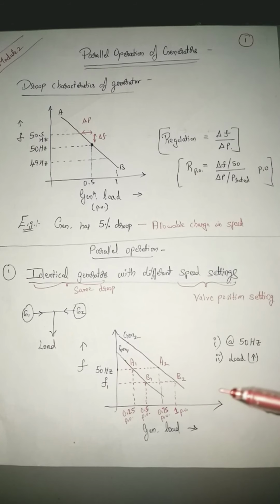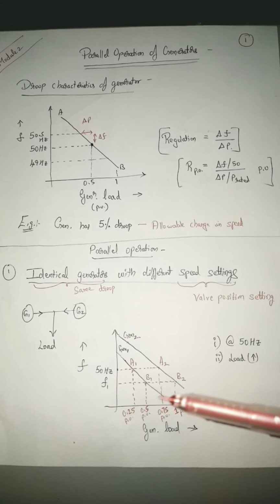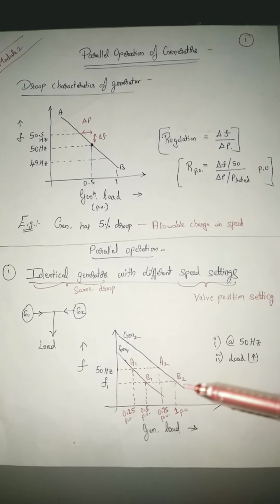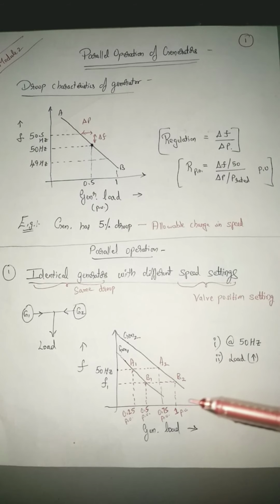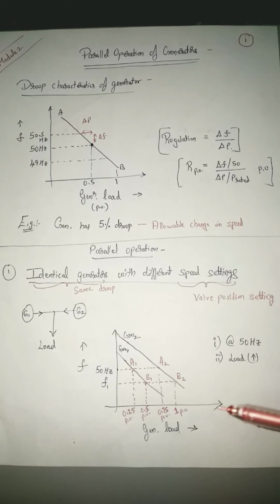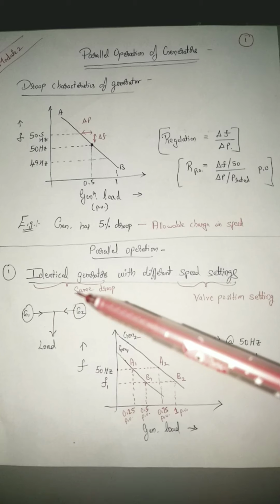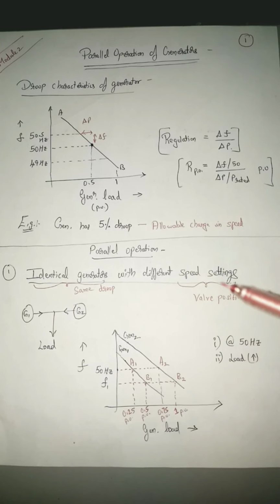Now furthermore, if the load demand increases, that is case 3, then what is going to happen? Automatically generator 2 will be overloaded and generator 1 may share some significant amount of load. So when generator 2 is overloaded beyond its capacity, there will be a further drop in frequency and the parallel operation of the generators is not successful in this case because the sharing of load is not proportional. One of the generators is overloaded, the other one is underloaded. So this is it with case 1, identical generators with different speed settings.